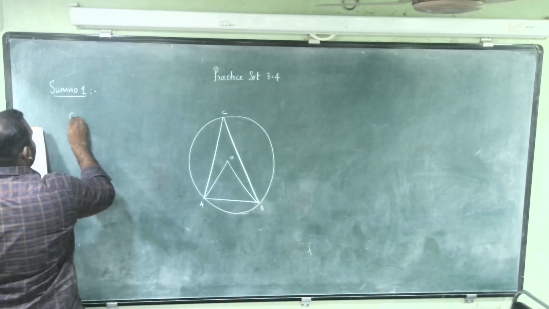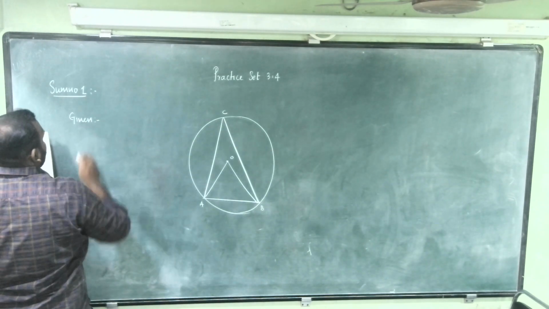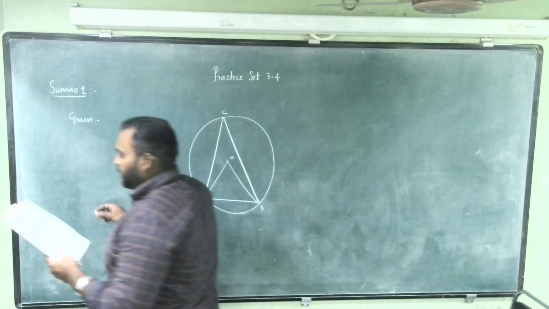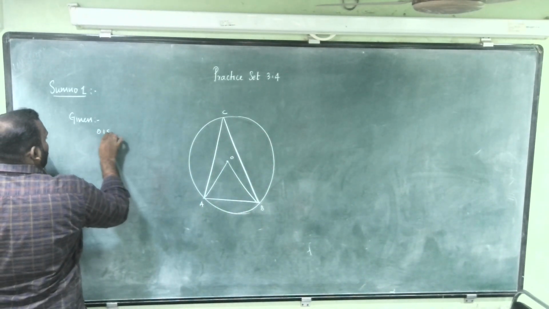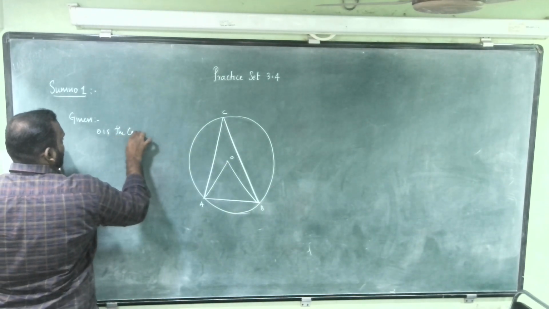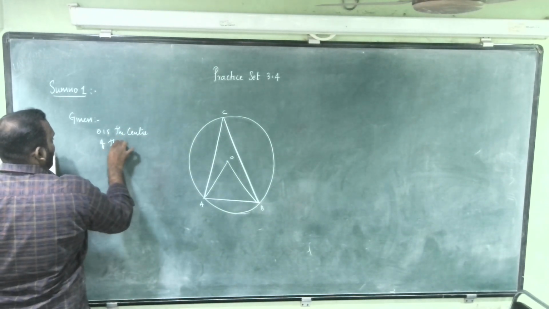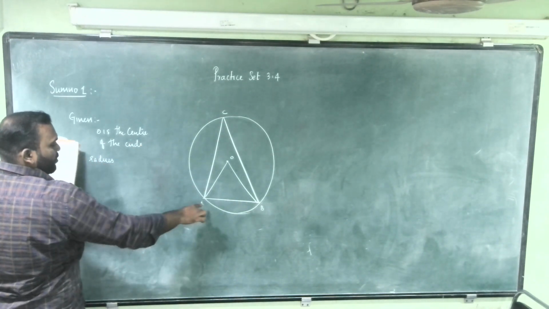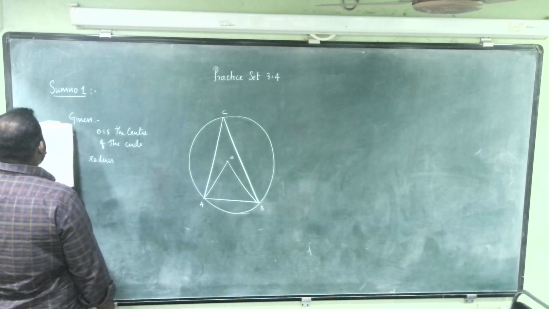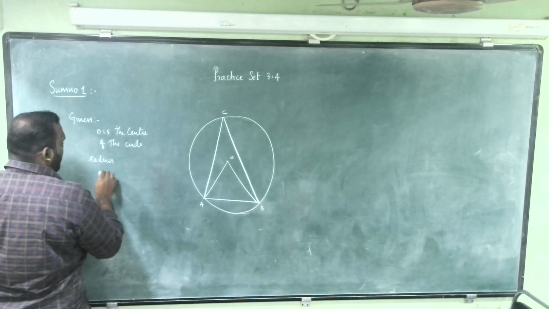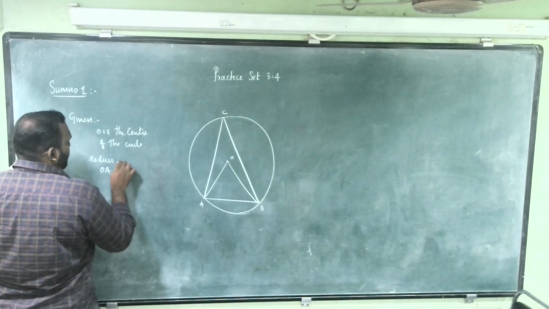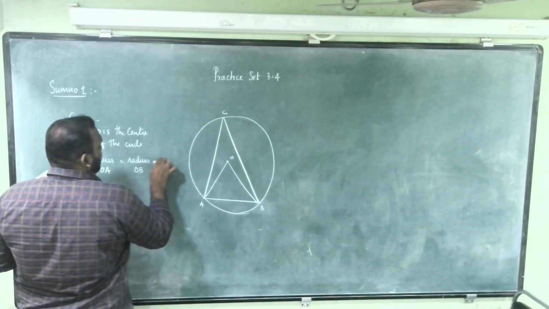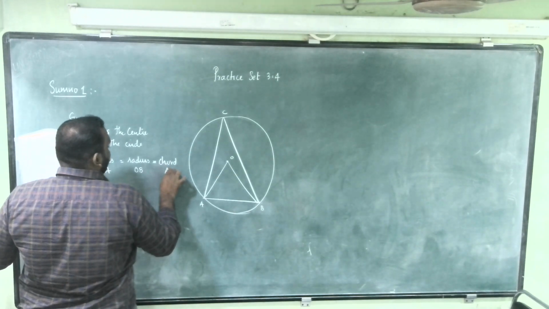Given what you have written? Given, you'll write of your own. What is given? O is the center of the circle. Radius is equal to chord AB. So radius OA will be equal to radius OB. Again, this is equal to chord AB. This is given to you.